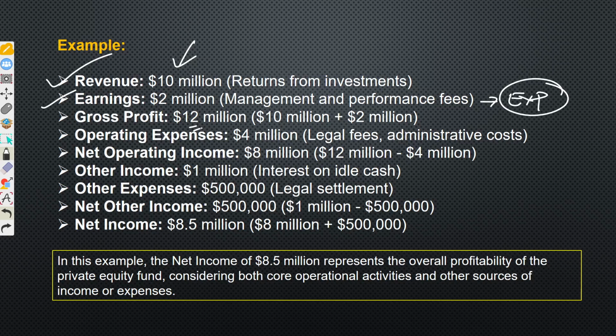And then operating expenses, legal fees, administrative cost, net income, 2 million, other income. I'll take the other example in Excel. We have it, not this one, because this example is from the general partner's perspective. There are two things, limited partners and general partners. General partners would be able to see this calculation in their books, not limited partners.